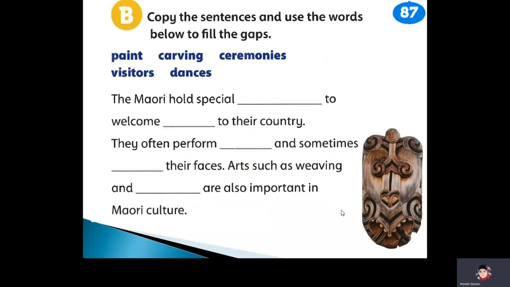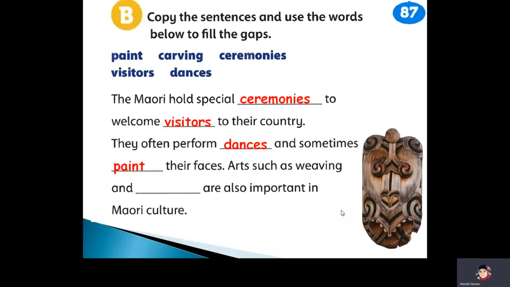The Maori hold special parties or festivals. It is excellent. Ceremonies to welcome people who come from outside to their country. Visitors, amazing job. They often perform. What do they do in front of them? Dances, excellent job. And sometimes their faces. What would they do with their faces? They would paint their faces.